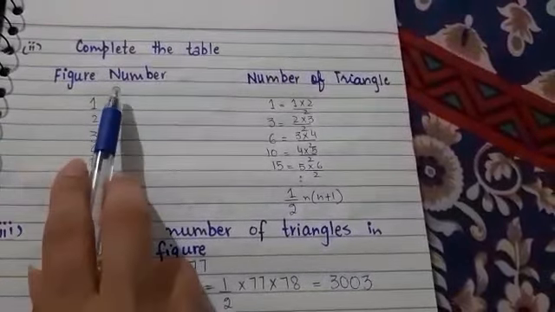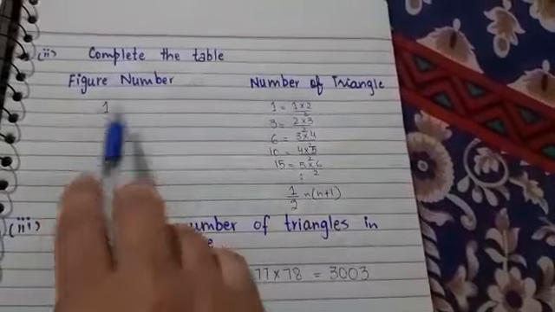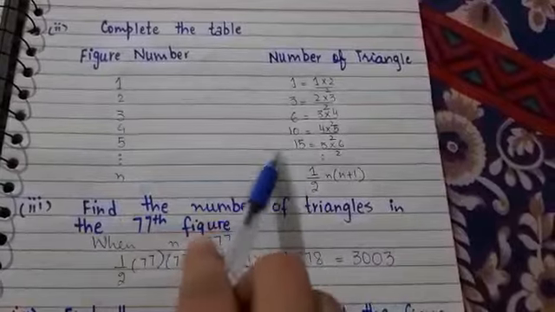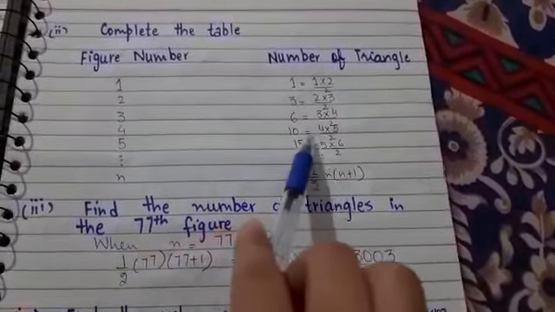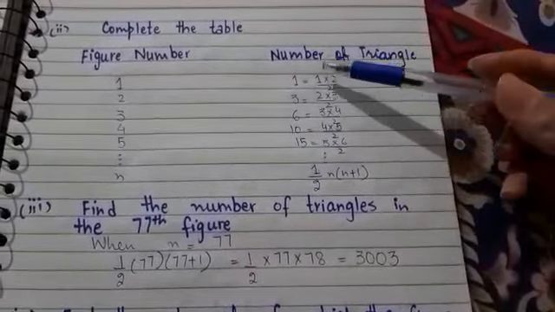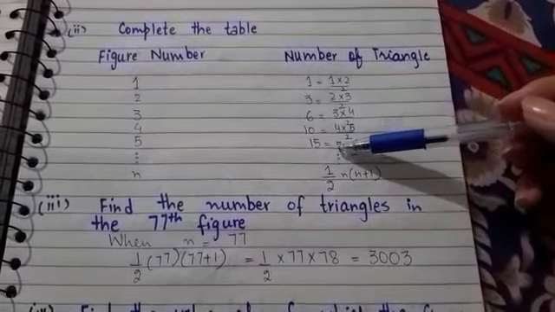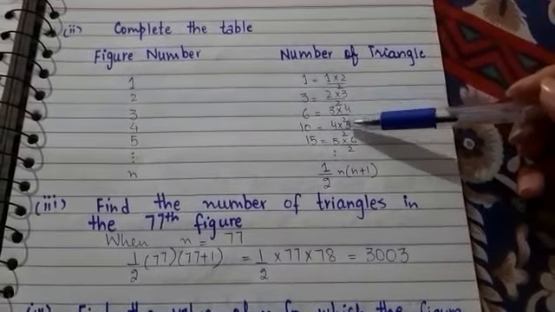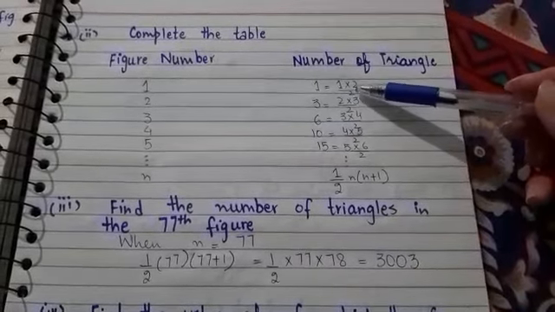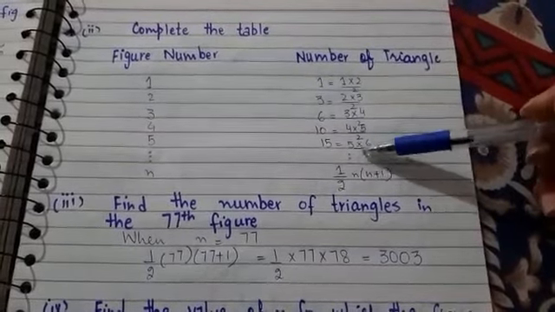Part 2, complete the table. We are given the figure numbers, and we have to tell the number of triangles according to their figure numbers, as 4 terms are mentioned in the book. So by seeing these numbers we can easily tell that after 1, 2, 3, 4, the next term will be 5, and the numerators 2, 3, 4, 5, then the next term will be 6, and the division by 2 is constant, so it will remain here like this.